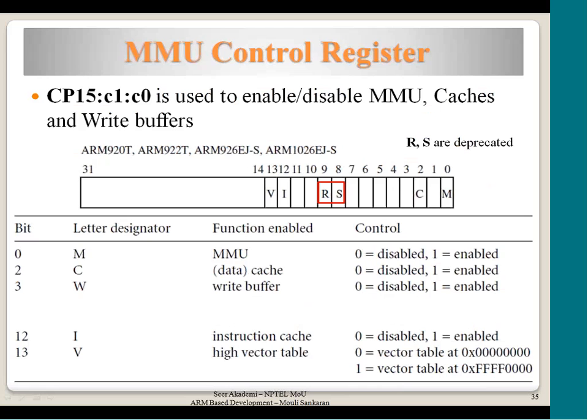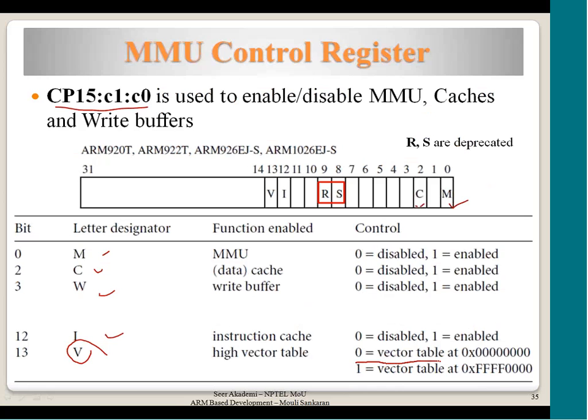So for the MMU, finally after initializing all the registers, we have to enable the cache and then the MMU. Okay, so those bits, such as the write buffer, are set finally, and they are located in this particular coprocessor address, and then we can have the instruction cache enabled or disabled.